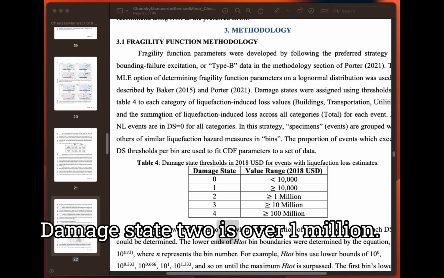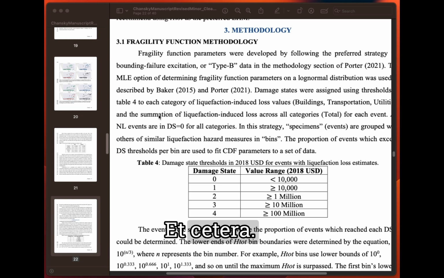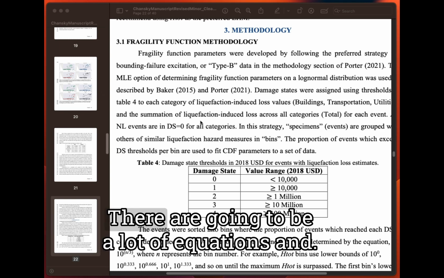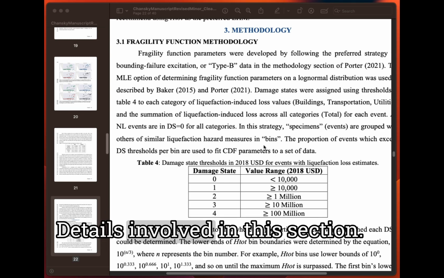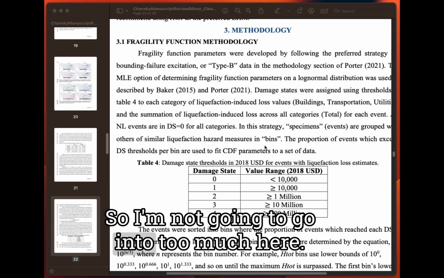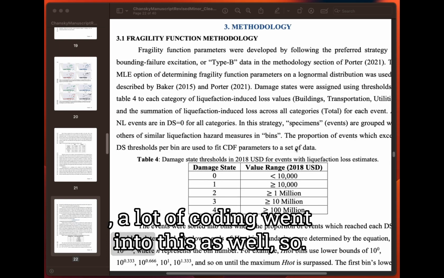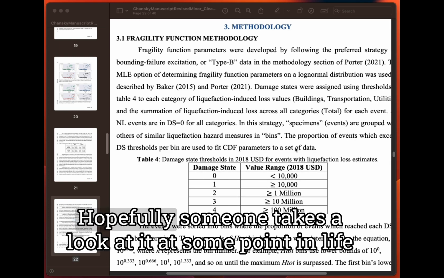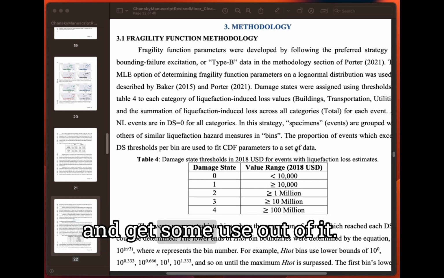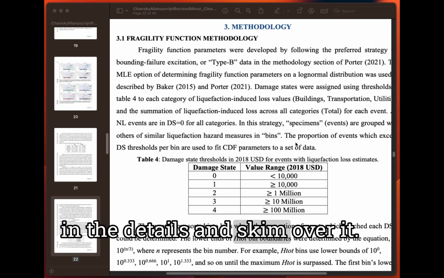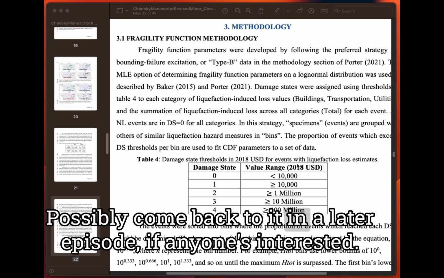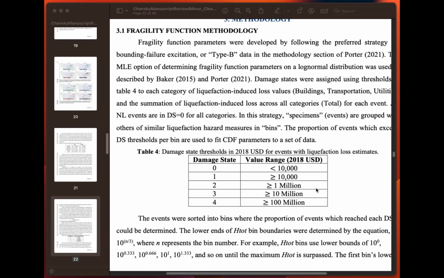Damage state 2 is over 1 million, etc. There are going to be a lot of equations and details involved in this section, so I'm not going to go into it too much here. A lot of coding went into this as well, so hopefully someone takes a look at it at some point in life and gets some use out of it. But for now, we're going to try to avoid getting bogged down in the details and skim over it, possibly come back to it in a later episode if anyone's interested.